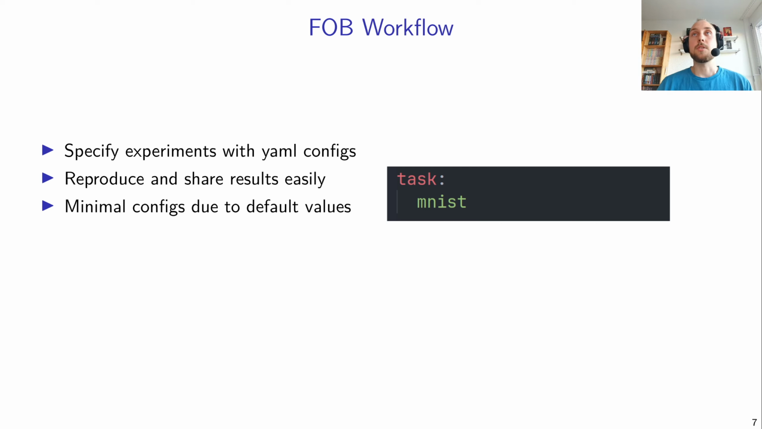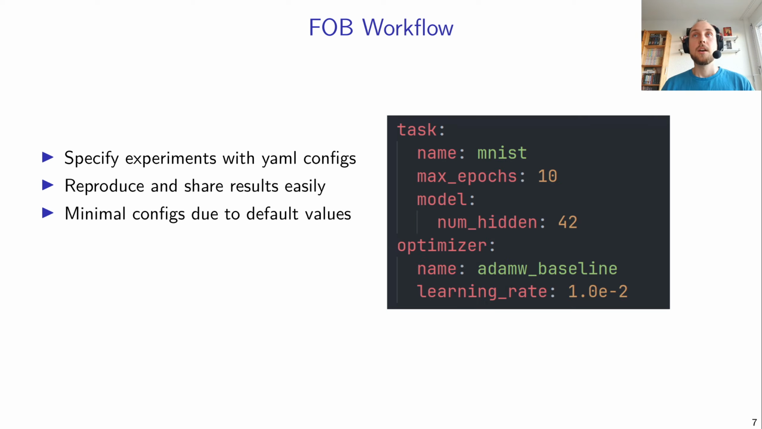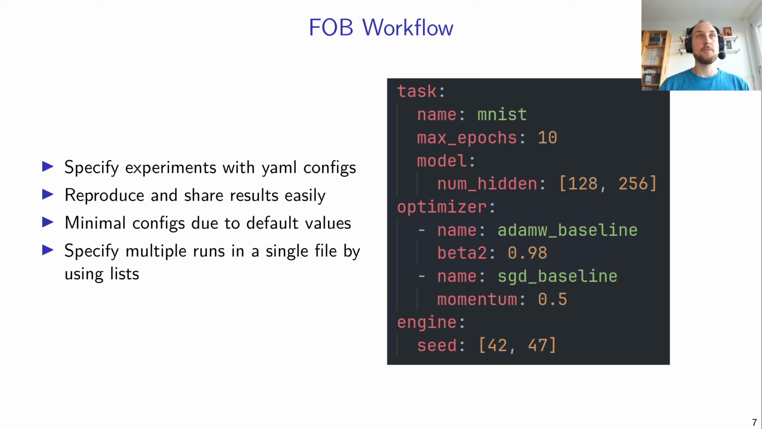So in fact, this is the most minimal config that you can build, just specifying which tasks to run. Obviously, you can override these default values wherever you want. And you can also specify multiple runs in a single experiment file by using lists. So whenever you put a list in your configuration file, FOB will run a grid search over these lists. So in this case, you have 3 lists with 2 elements each, resulting in 8 runs in total in this config file.